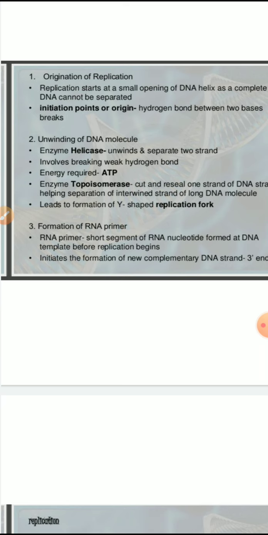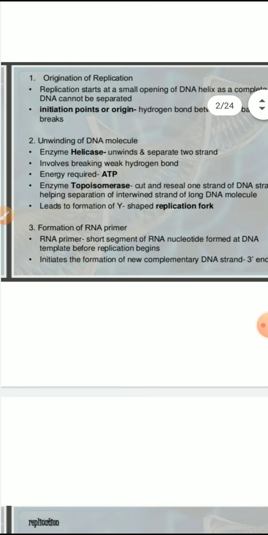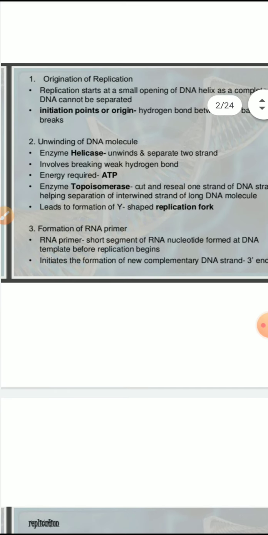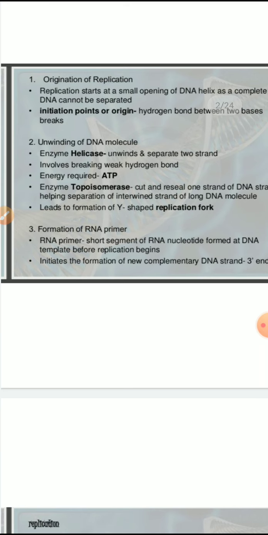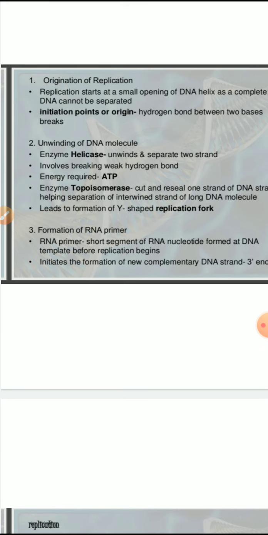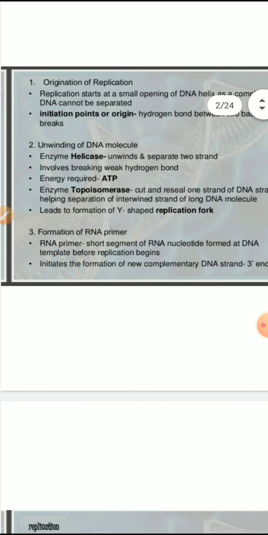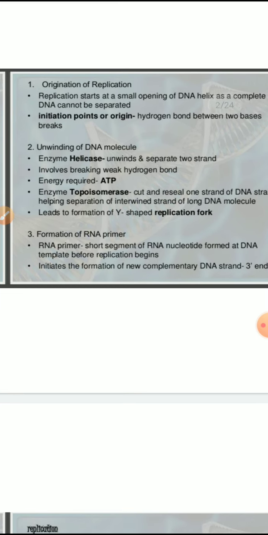Also, replication does not initiate randomly anywhere in DNA. Okay, get it? It begins at a definite region in the E. coli DNA molecule known as the origin of replication, which I already explained, which has the recognition site for the DNA polymerase and also provides the site for attachment of the RNA primer.